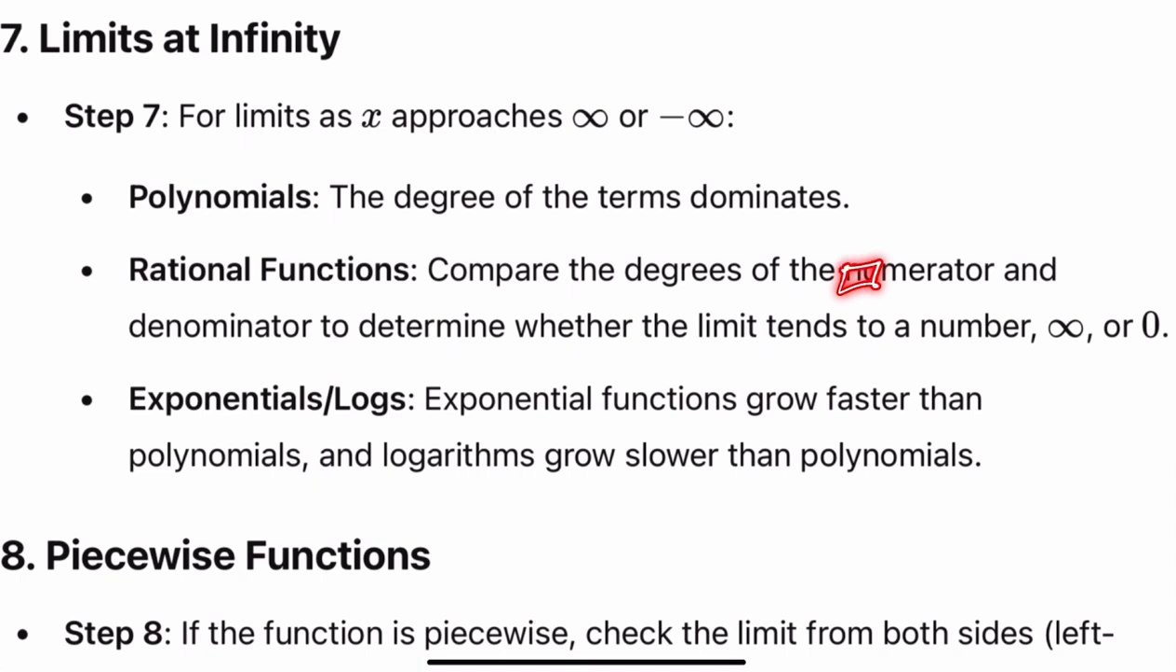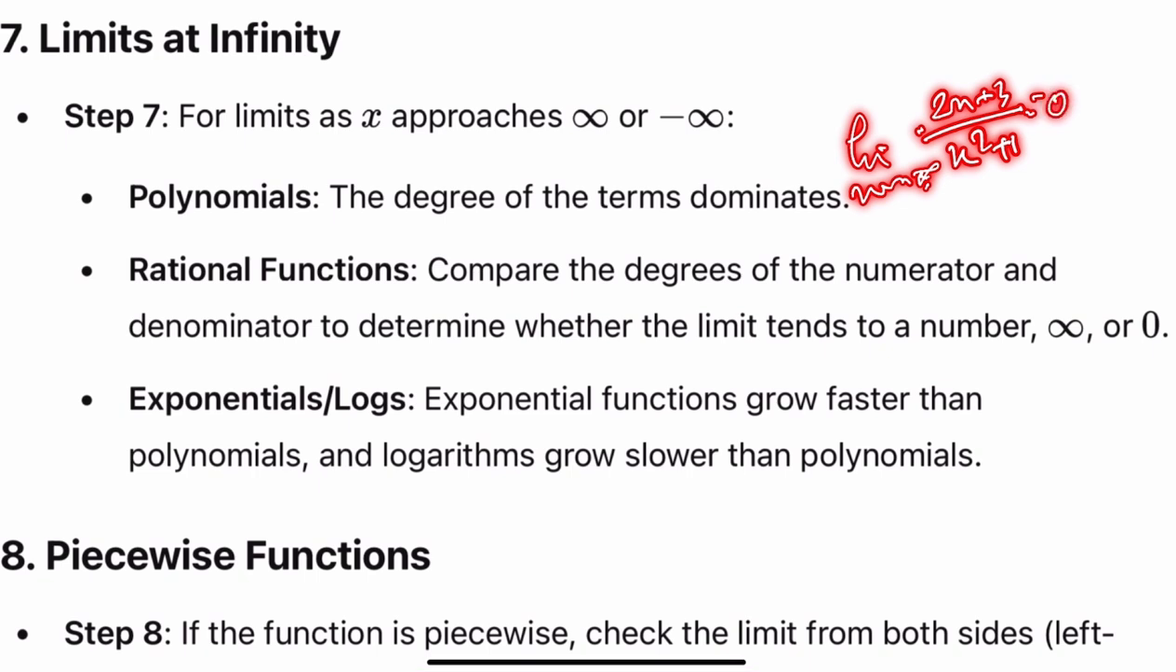For example, if you have a rational function where the upper side is less than the downside, say the limit of 2x plus 3 over x squared plus 1 as x goes to infinity. Here the degree of the numerator, 1, is less than the degree of the denominator, which is 2. As x becomes very large, the denominator grows much faster than the numerator. So in this case, the limit goes to 0.